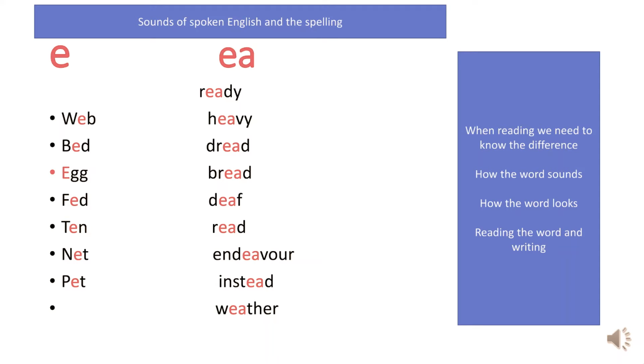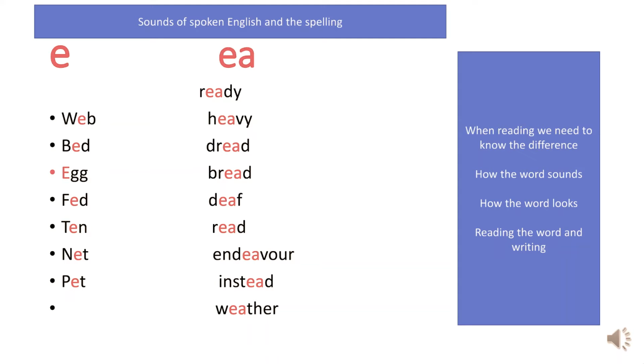Now let's have a go at what should our functional skills spelling be. Well, when you look at the column for the EA making the sound eh, you need to know that you say these words differently to the way that you spell them. Are you ready? R-E-A-D-Y, ready. H-E-A-V-Y, heavy. D-R-E-A-D, dread. B-R-E-A-D, bread. D-E-A-F, deaf. R-E-A-D, read.